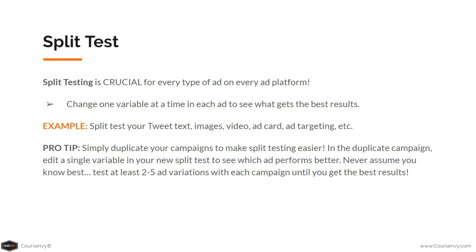So a pro tip, simply duplicate your campaigns to make split testing easier. In the duplicate campaign, edit a single variable in your new split test to see which ad performs better. Never assume you know best. Test at least 2 to 5 ad variations with each campaign until you get the best results.